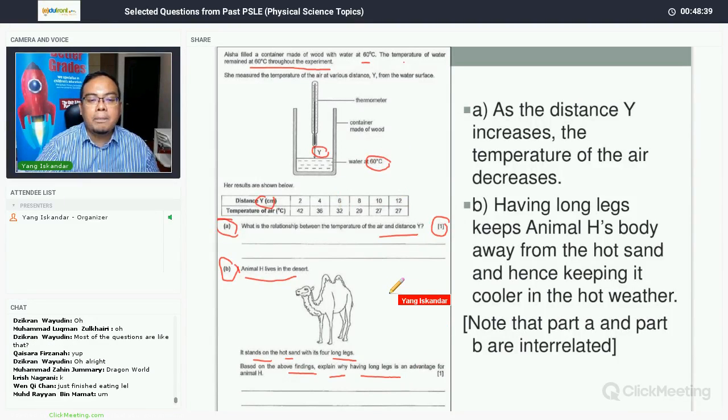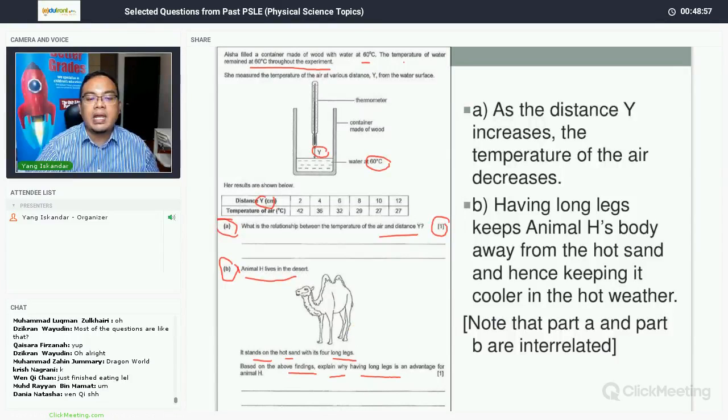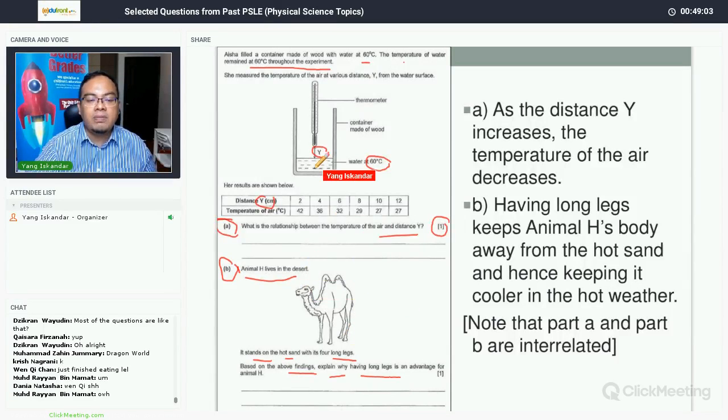So I covered part A, and then I asked the student, why does the camel have long legs? They gave me many interesting answers. Some of them said that the camel can walk in sand better, or if the camel fell into quicksand or soft sand, it can get out easier. Okay, so many different answers which are wrong.